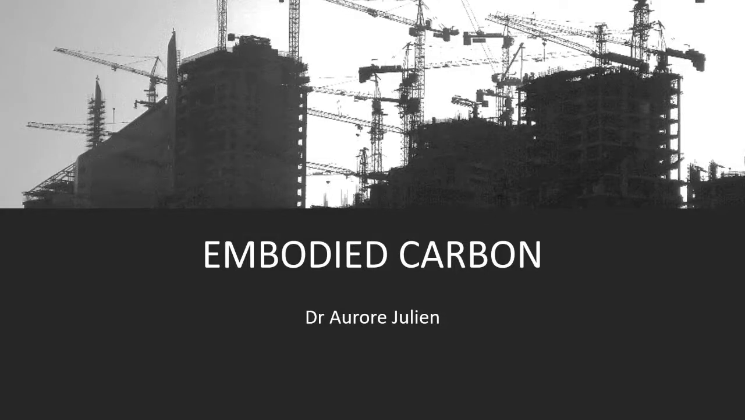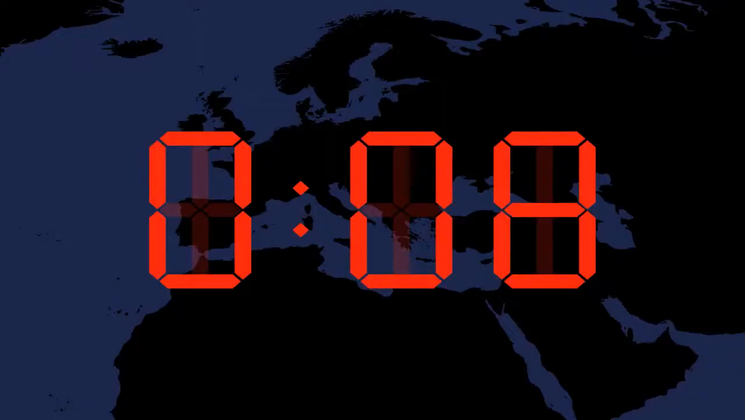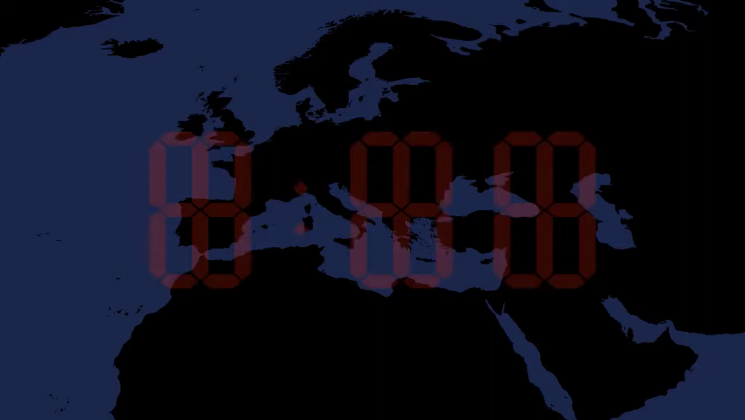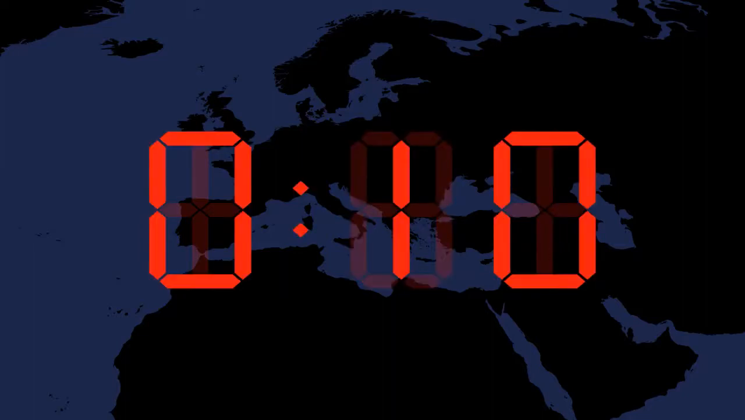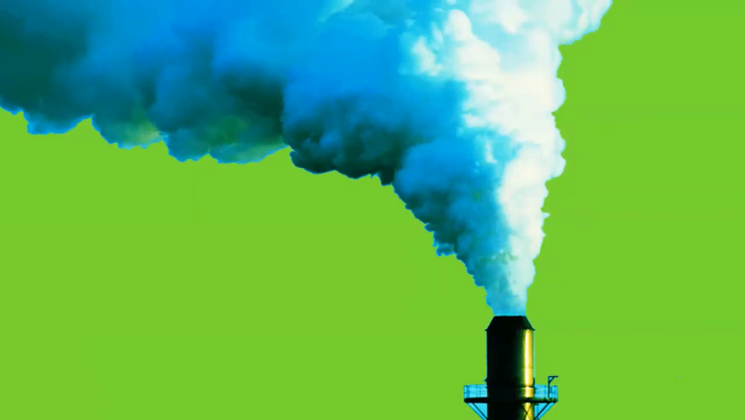This is a very quick lecture about embodied carbon in buildings. The reason why we are interested in embodied carbon is because of climate change. The production of materials for buildings causes the burning of fossil fuel and the use of energy, which in return emits CO2. So the manufacture of building products, like the manufacture of many other products, uses fossil fuel, which emits CO2.